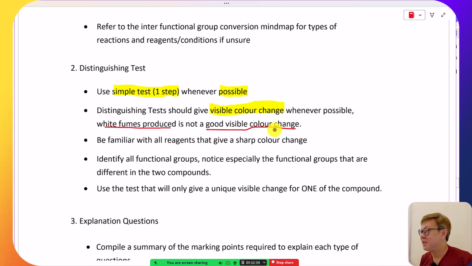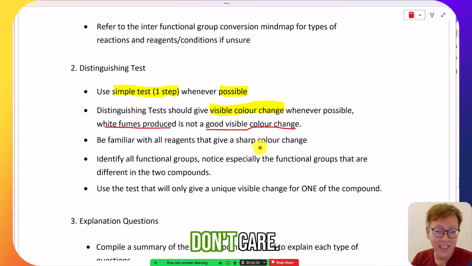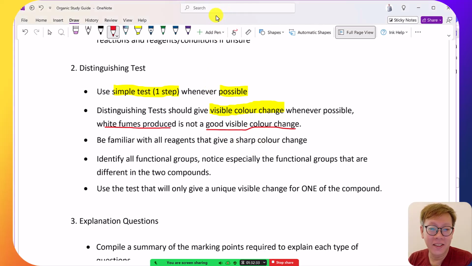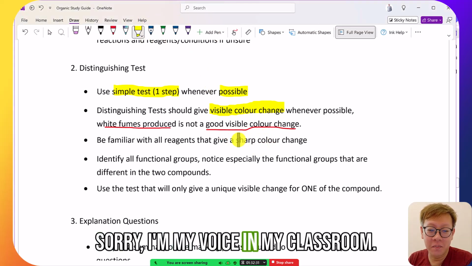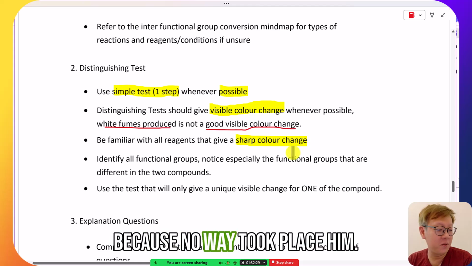First strike, second strike you go out already. Shh. Don't disturb my lesson. Mute yourself. Don't care. Yeah, sorry, my boy is in my classroom because nowhere to place him.